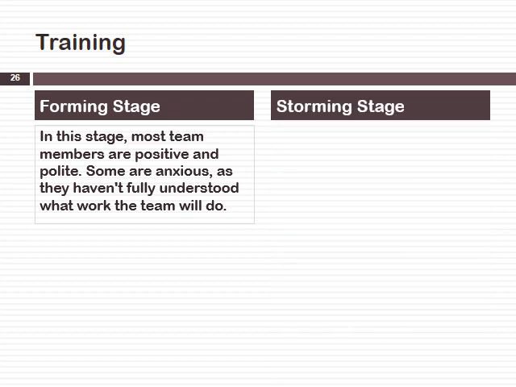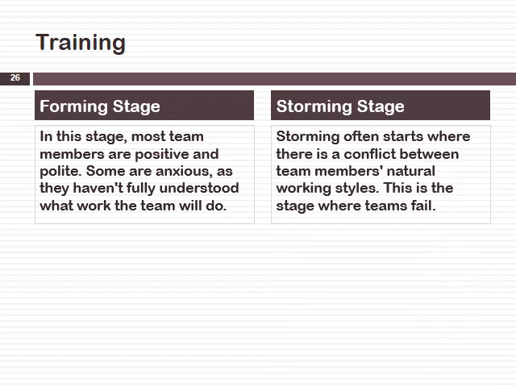The next stage is called storming. This is the storming stage. People have met, they've come together, and now it's time for them to go to the next stage of development, which is storming, unfortunately. Storming often starts where there is conflict between team members' natural working styles.